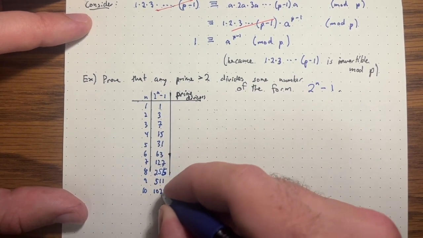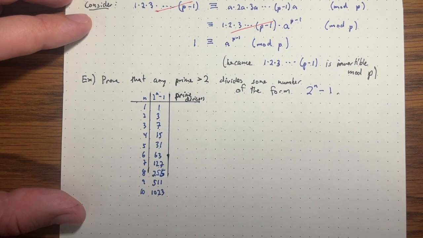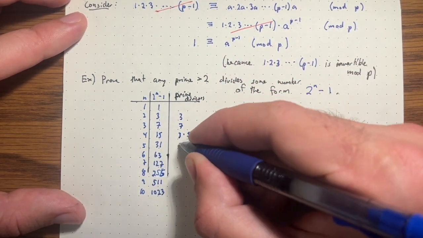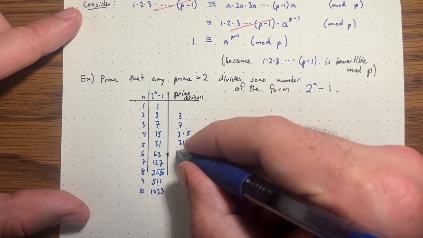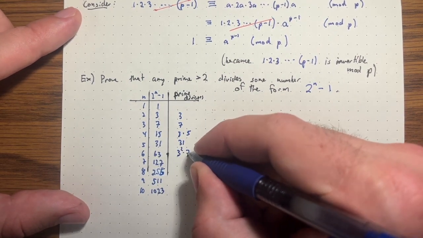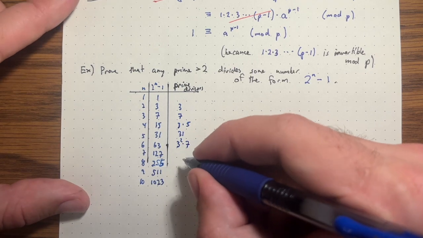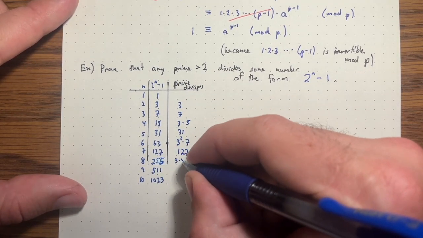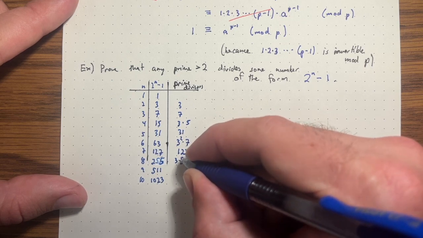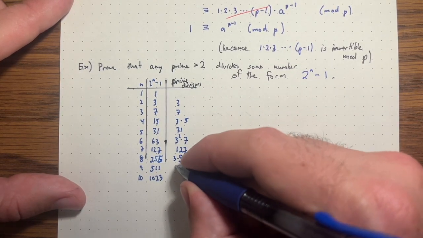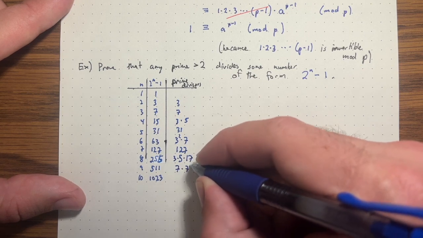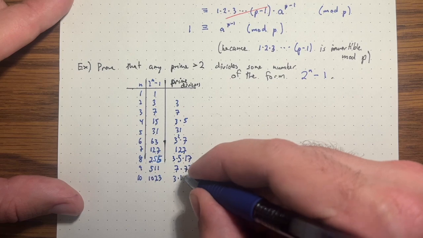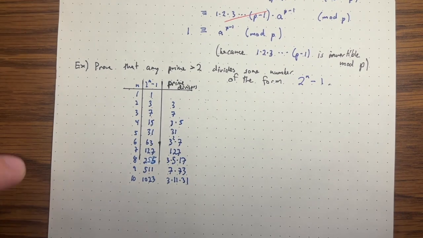511, 1023. Maybe I won't do all of these, but okay. We have 3, 7, 15 is 3 times 5. 31 is prime. 63 is what? 3 squared times 7. 127 is prime. 255 is 3 times 5 times 17. 511 is actually 7 times 73. So there's a 73 showing up. And this one is 3 times 11 times 31, etc.